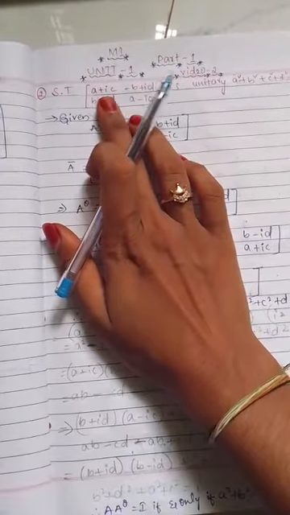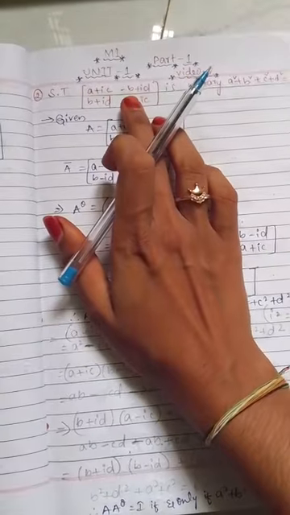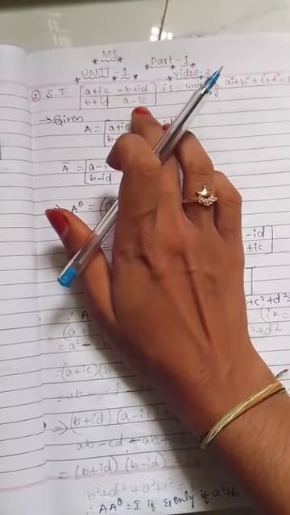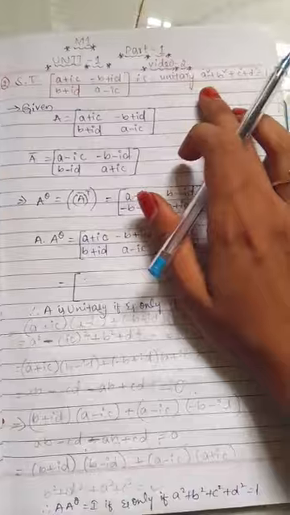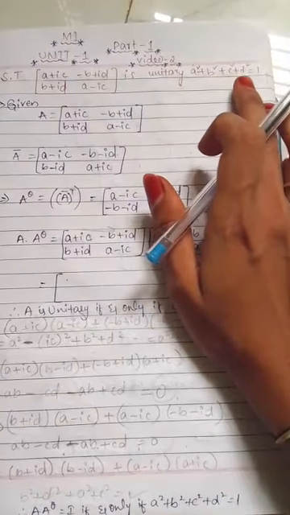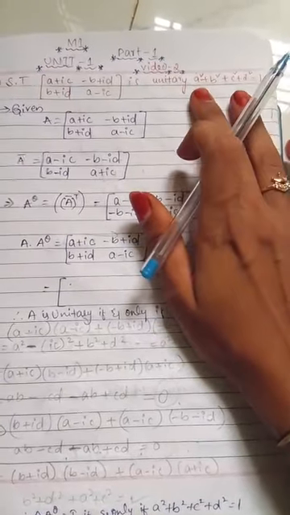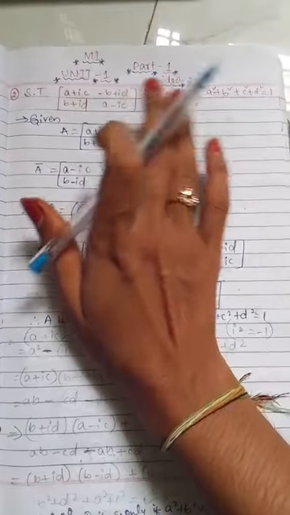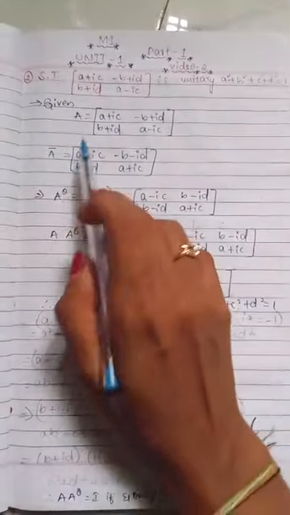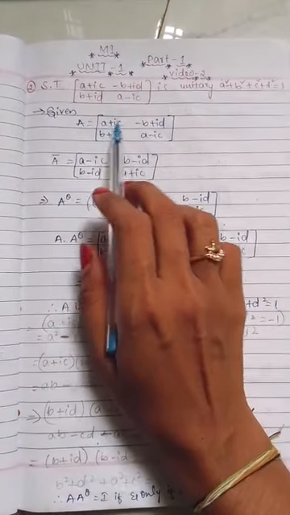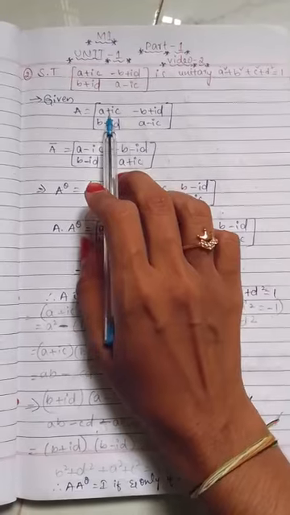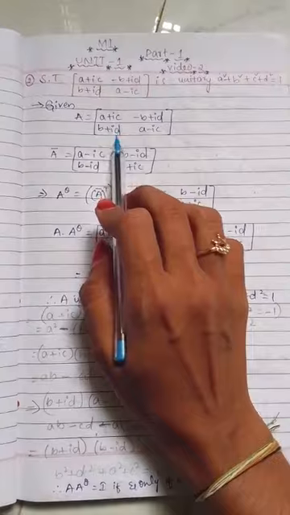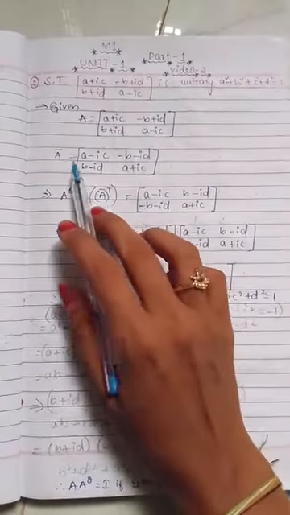Show that the matrix [A plus iC, minus B plus iD; B plus iD, A minus iC] is unitary, given that A squared plus B squared plus C squared plus D squared is equal to 1. They have given the condition: when this is 1, the matrix is unitary. How to find this? Let us take the given A equal to [A plus iC, minus B plus iD; B plus iD, A minus iC].